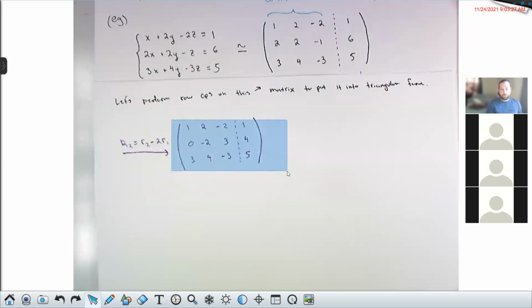And at any stage, I could go back and rewrite this as a system, right? At any stage, I could go back and say this is x plus 2y minus 2z equals 1, 0x minus 2y plus 3z equals 4, 3x plus 4y minus 3z equals 5. At any stage, I could go back to a system. But I'm going to work with it as a matrix until I get it into that nice form. Then I'll go back to putting it as a system.